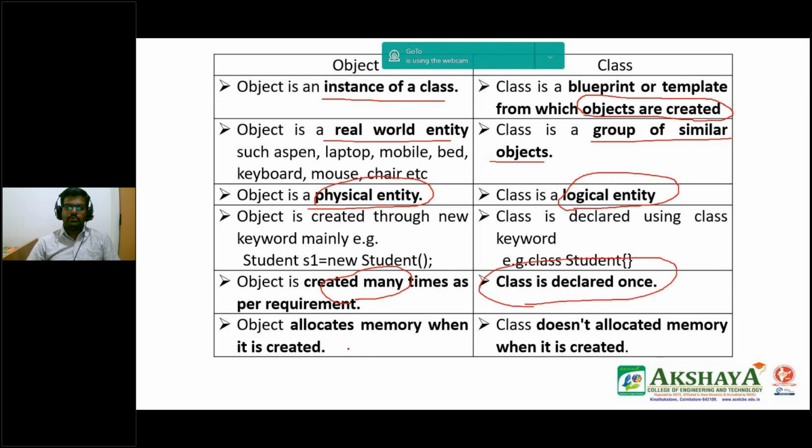As I told already, object has memory. Class does not have memory. Object is allocated with memory. Class is not allocated with memory. Objects are created using the new keyword. Class is created using the class keyword. I think you understood this difference.